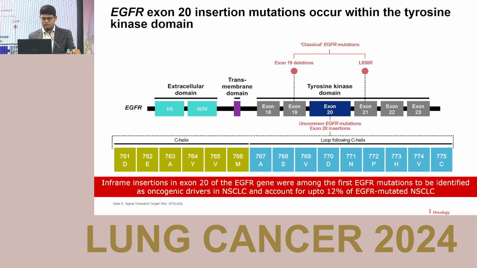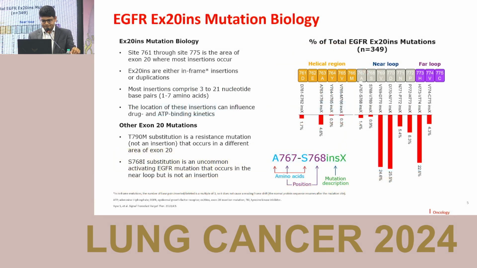mutated patients. So in absolute numbers, EGFR exon 20 insertion mutation is probably somewhere close to ALK mutation or ROS mutation. So it is equally important and probably less studied. As discussed, you have a helical region, near loop and far loop. The most common mutations occur between 761 to 775. And generally it is either a duplication or an insertion mutation.